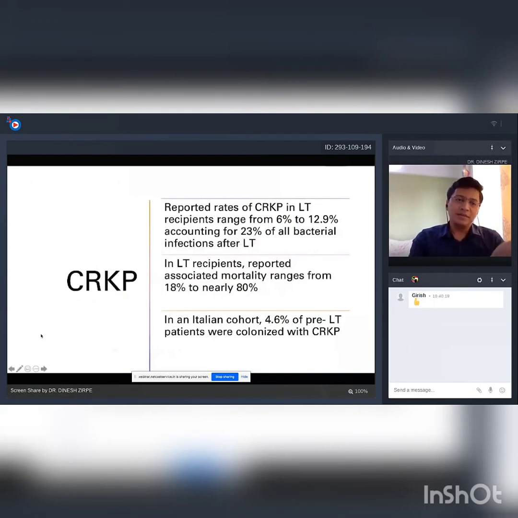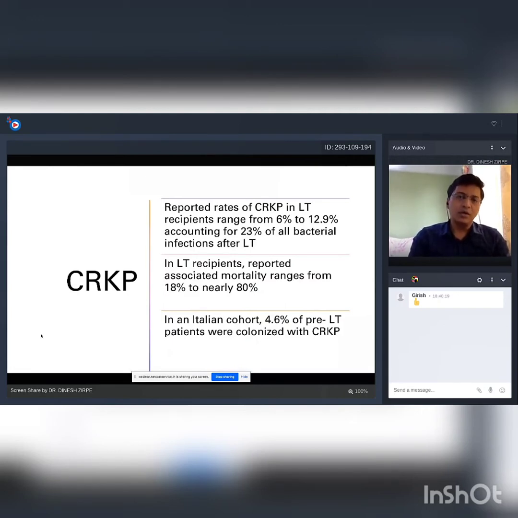So why is CRKP so important? The reported rates of CRKP in liver transplant range from 6 to 13%, accounting for 23% of total bacterial infections after liver transplant. But the biggest concern is the mortality, which ranges from 18% to 80%, which is too high. Like for high MELD, it is like a death sentence. So if you have a patient with MELD more than 32 and he gets an MDR Klebsiella infection, there is a high chance he will die because of that infection.